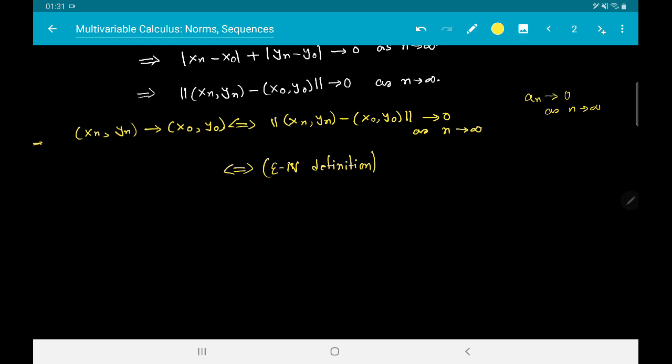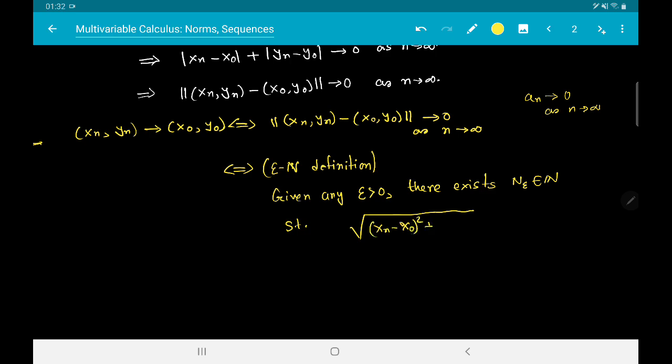So what is that? It says that given any epsilon greater than 0, there exists a natural number N, depending on epsilon, sometimes written as N_epsilon in the naturals, such that the norm of the difference, the square root of (xn − x0)² + (yn − y0)², is less than epsilon whenever n is bigger than or equal to N_epsilon.